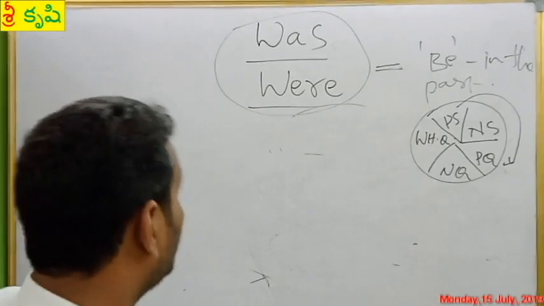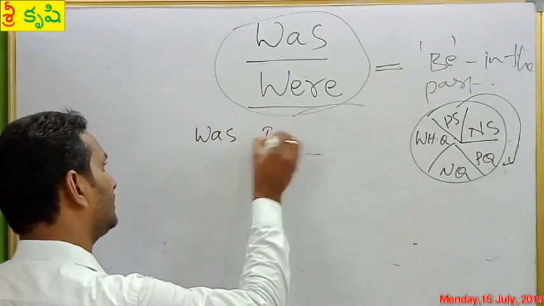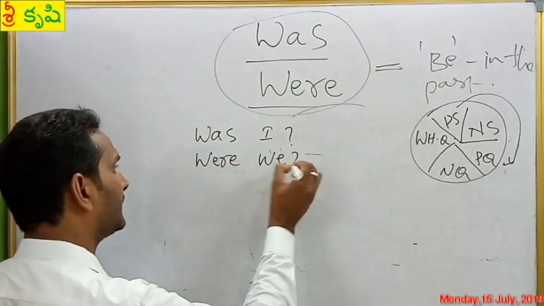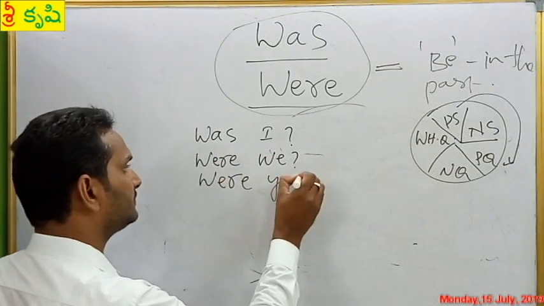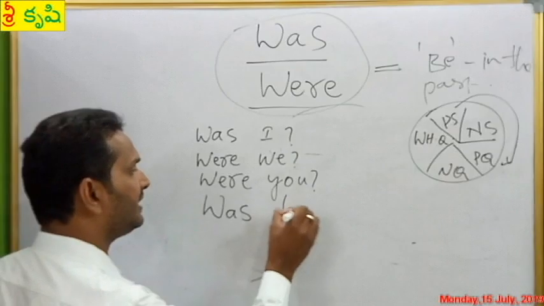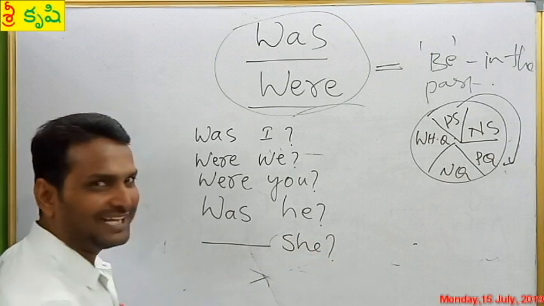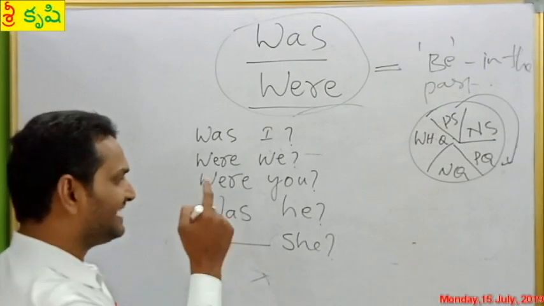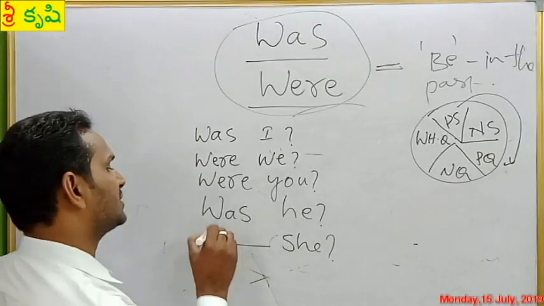So how can you make different question patterns? Was I? Were we? Were you? Was he? She? Now I'd like to leave this blank for you. Please guess which word comes here. Is it was or were? Think of it. Exactly, it's was.